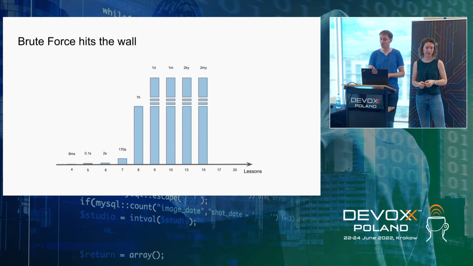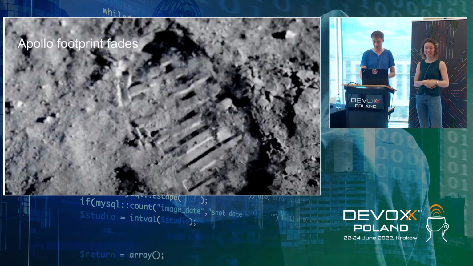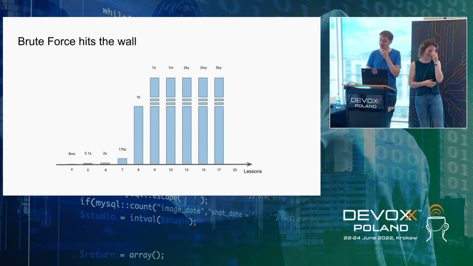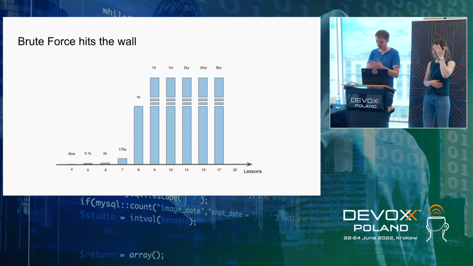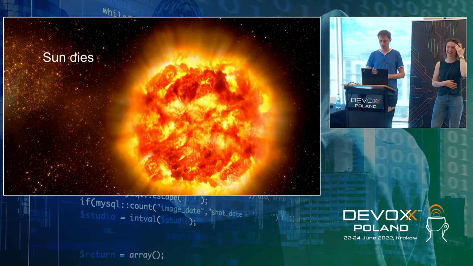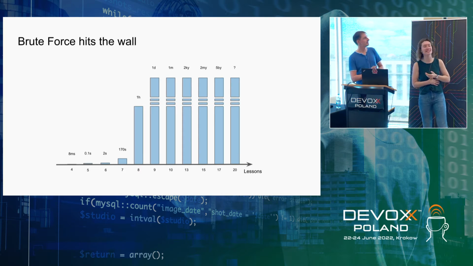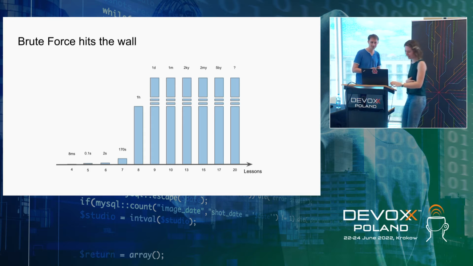15 lessons, 2 million years. That's when the Apollo footprint will fade on the moon. So 17 lessons, 5 billion years before this method would return for us, and that's when our sun explodes. Right, I don't need a timetable for it. Do we want to wait for 20 lessons, or do we want to kill it? Kill it with fire.